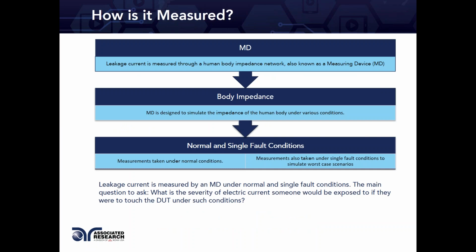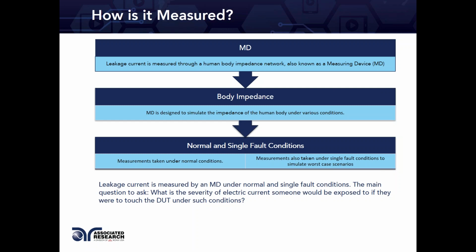Let's talk a little bit about the measuring device circuit, because that's really the main factor that measures the leakage current. What a measuring device circuit does is simulate a human body impedance under different conditions, which is why the measuring device circuit varies for different standards.